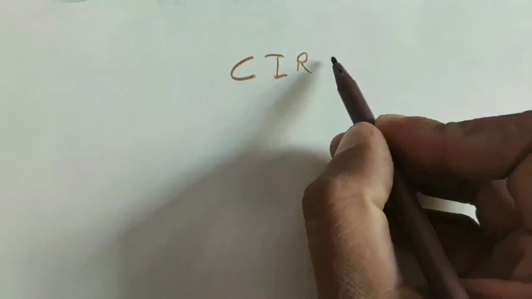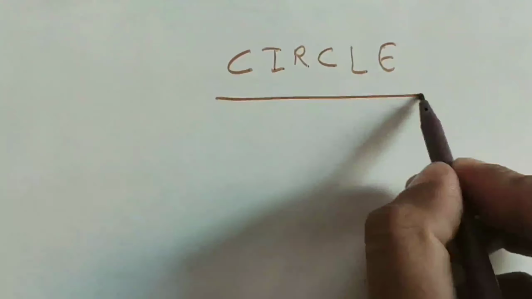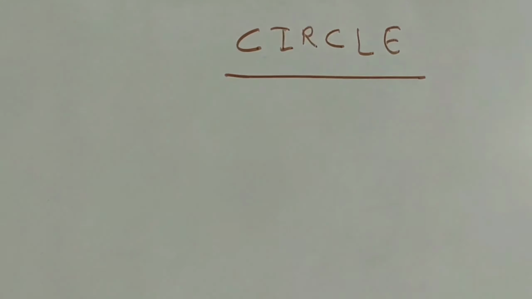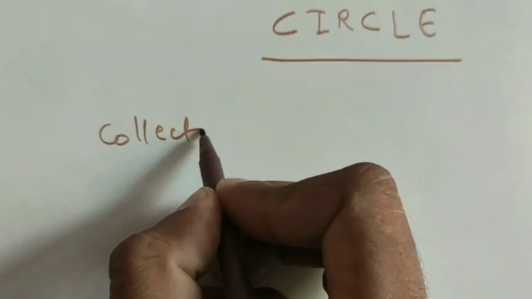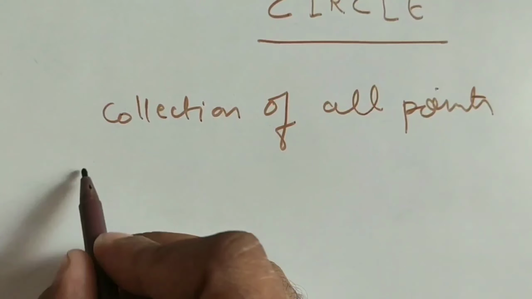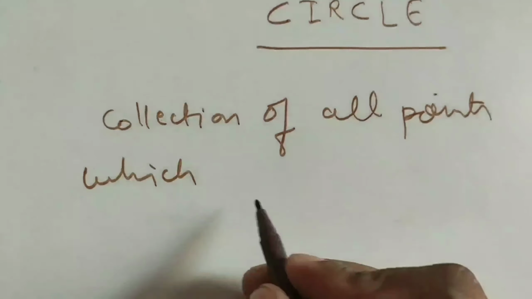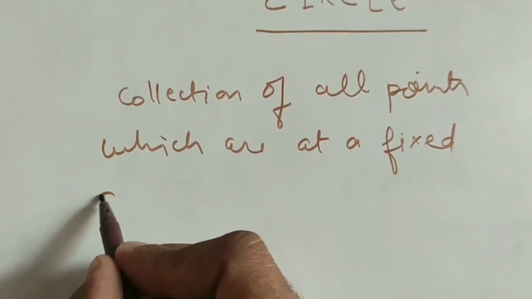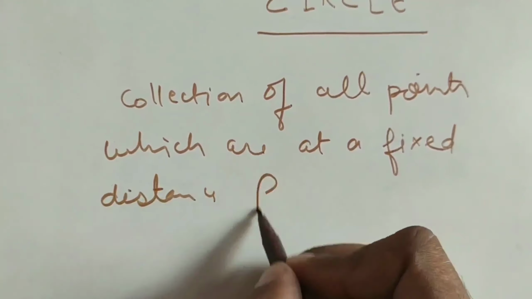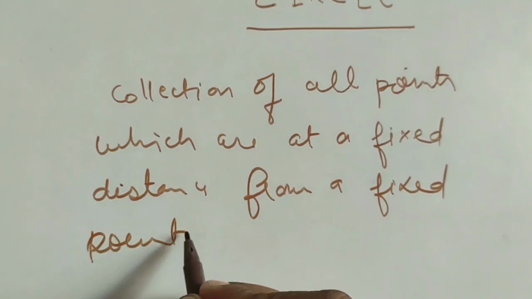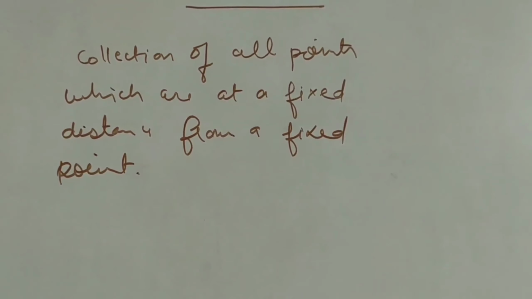Hello class, today we'll start our new chapter and it is circle. Now what is a circle? A circle is a collection of all the points which are at a fixed distance from a fixed point.